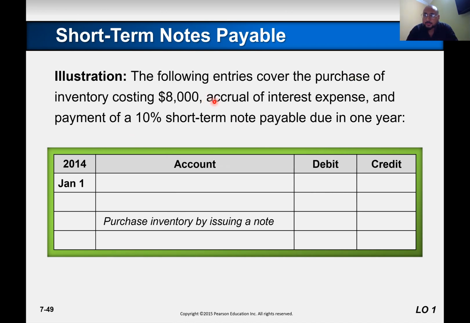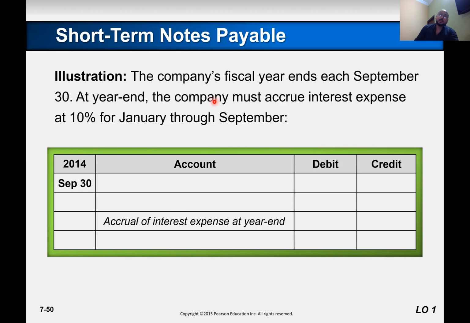Did you pay cash? No. Your inventory increases because you purchase inventory. Inventory increase is a debit, liability increase is a credit. So it's going to be inventory to notes payable, short term. That's it, 8,000. Right? Now after 1 year, you need to pay 10% interest. So interest expense to cash, if you pay within the year. If you didn't pay, then it's a liability: interest expense to interest payable. But since it's a short-term liability, it's going to be.